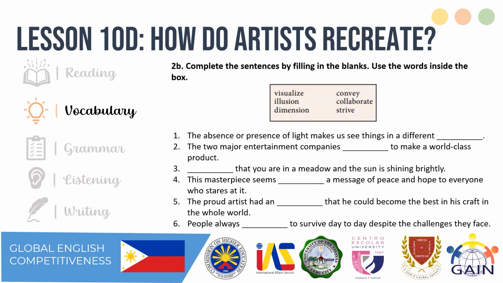For activity 2B, complete the sentences by filling in the blanks. Use the words inside the box. I'll show you how. The first item reads, the absence or presence of light makes us see things in a different blank. The word that best fits the sentence is dimension. If we try to analyze our sentence, in the absence or presence of light, we see things in different perspectives, in different dimensions. Now, pause this video and answer the rest of the items. Now here are the correct answers.